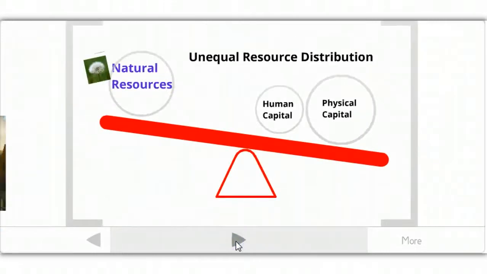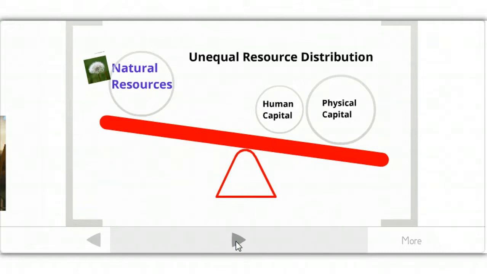Now the thing is that these different resources are not equally distributed throughout the world. Some countries are full of lots of natural resources, like the United States. We have huge deposits of many great resources. Other countries, like maybe Hong Kong, don't have a lot of natural resources to speak of. Human capital: some countries have a lot of human capital, meaning that their workforce is very educated and has a lot of knowledge and specialized skills to complete jobs. Others don't. And same with physical capital.